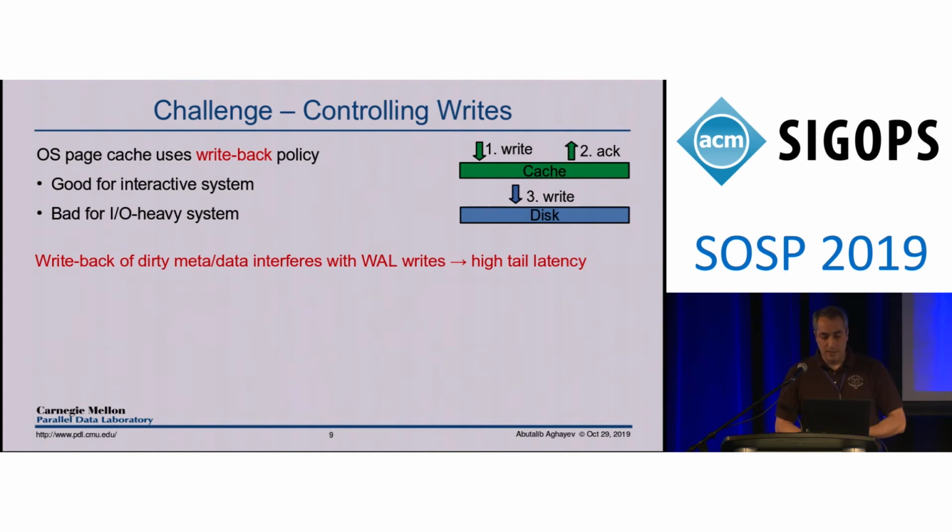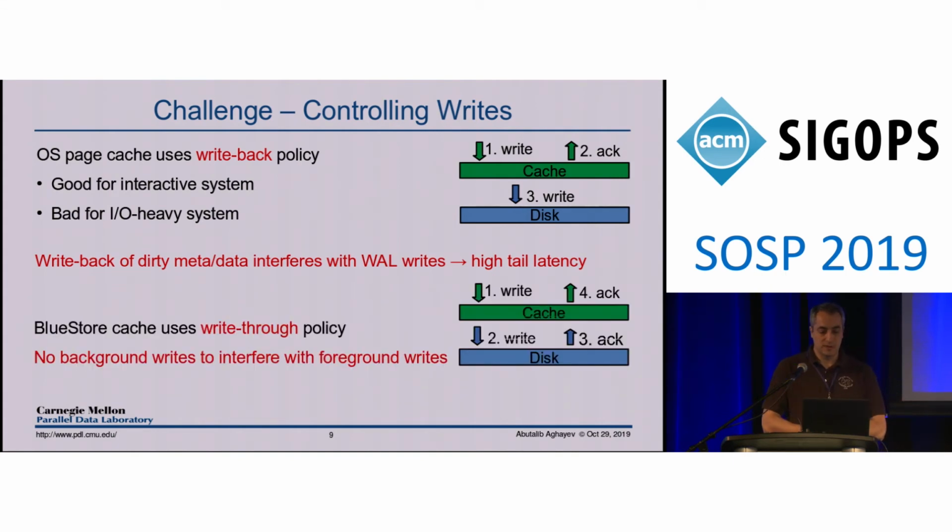BlueStore also implements a cache, but it uses a write-through policy. With a write-through policy, data is immediately written to disk, and it's only acknowledged after it was written. Therefore, there's no pending stream of writes to interfere with the foreground writes. And in case you wonder whether a write-through would increase the write latency, I'll just remind you that with FileStore, with the user space write-ahead log file, FileStore was already paying the cost of a write because after writing data to the log, it was calling fsync to commit the transaction.